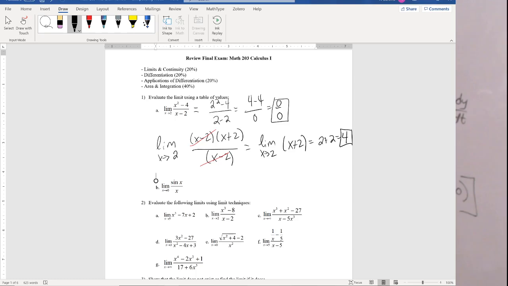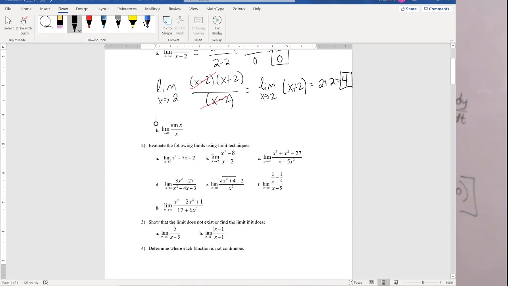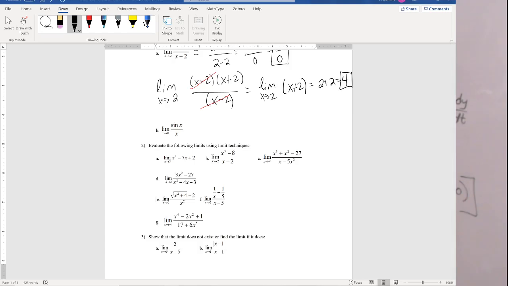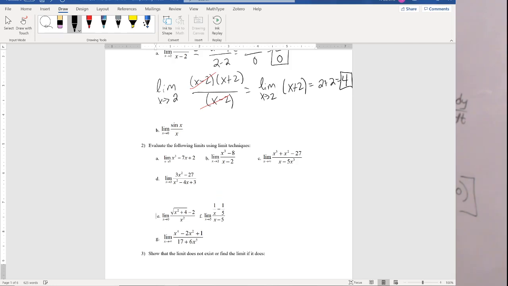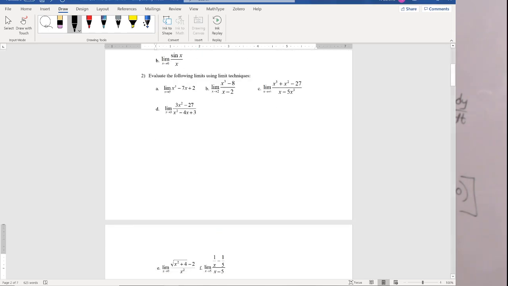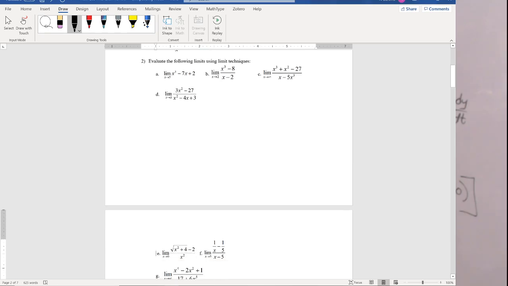Now the next one, you could do that. You could use L'Hopital's rule. But I want to do D down here instead. Actually, I think that one's factorable, but I want to use L'Hopital's rule on that one. Actually, let's do both on D, just so we can prove a point. Alright, so part D. If we plug in 3 directly, and you should always try that first, right? Direct substitution is always the first thing you should try. And then if you get something strange, then you know you've got to do something else.